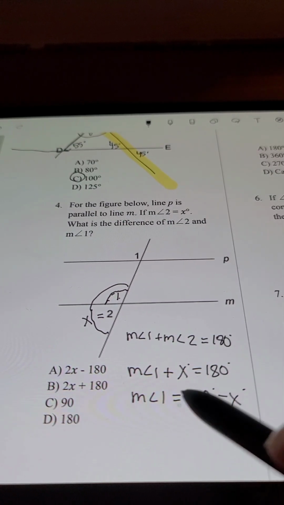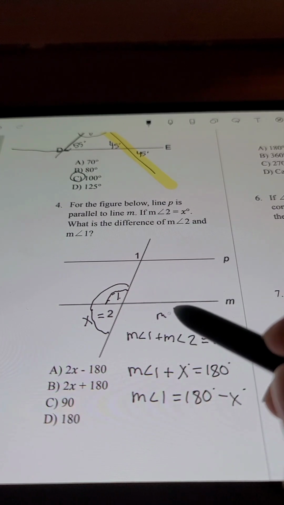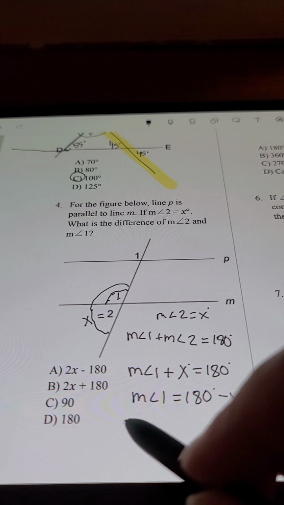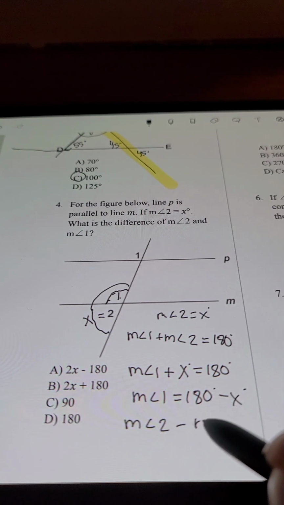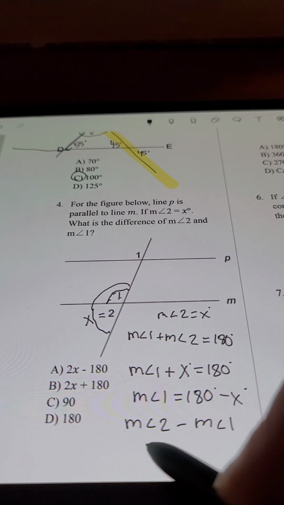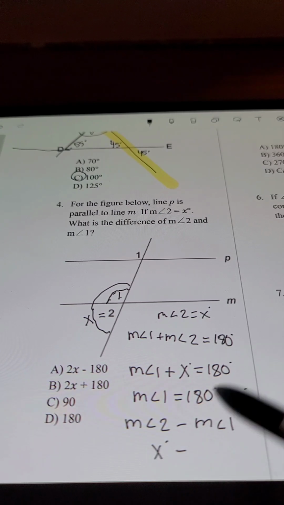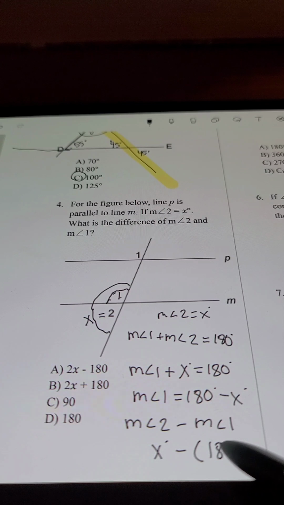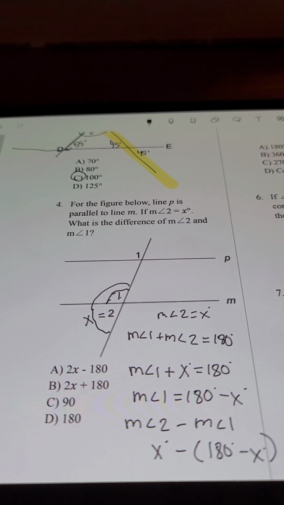I already know what measure of angle 2 is equal to. Measure of angle 2 is equal to x degrees. So if I want to subtract them to find the difference, measure of angle 2 minus measure of angle 1 is going to be x degrees minus, and then I'm going to put what measure of angle 1 is. So 180 degrees minus x.